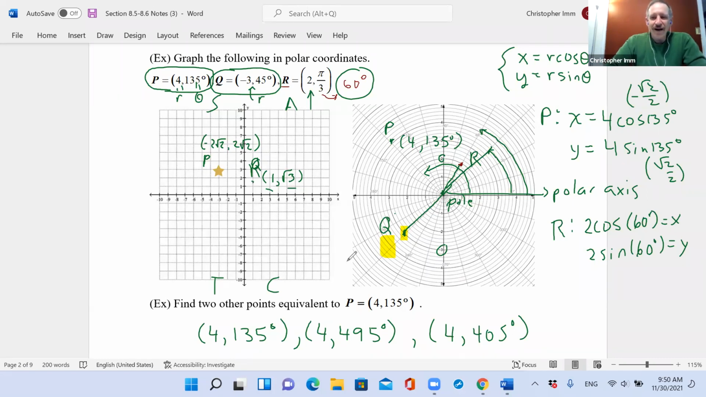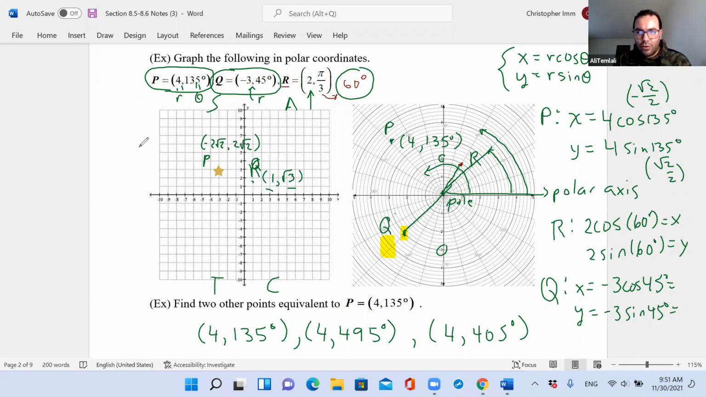All right. So let's do Q together. So x will be -3 cosine 45 degrees. We're trying to convert it over to rectangular coordinates, and y will be -3 sine 45 degrees. So who can give me the x coordinate? Three root 2 over 2. So -3 root 2 over 2.